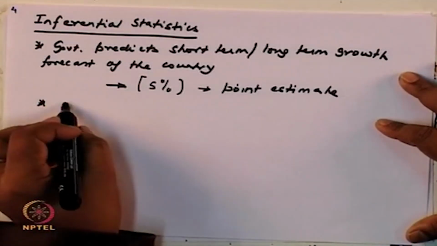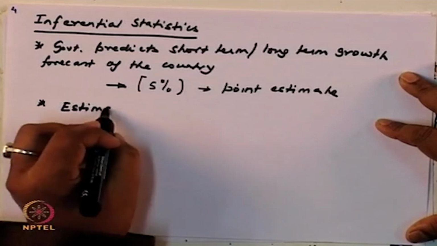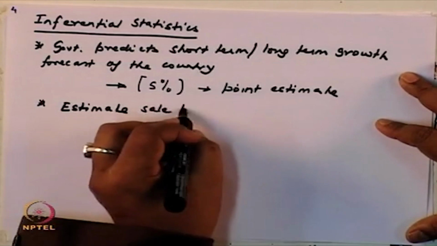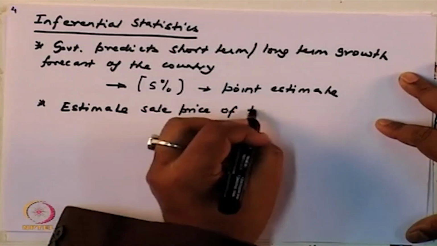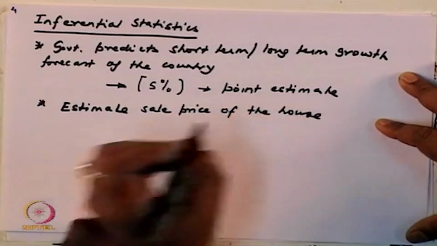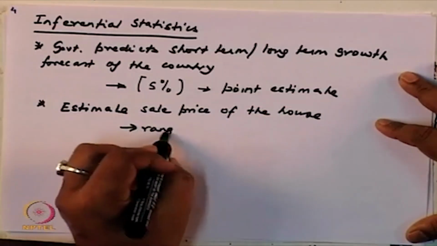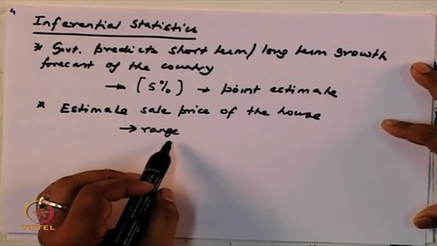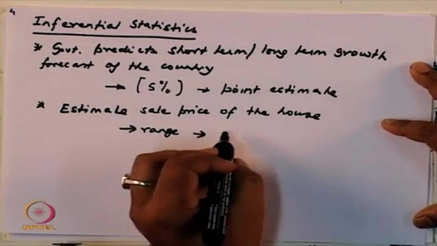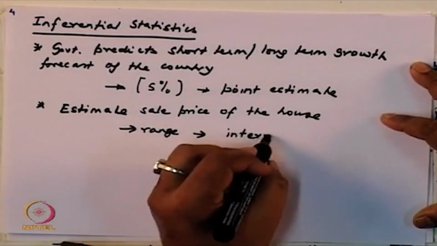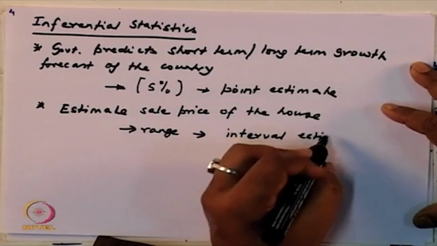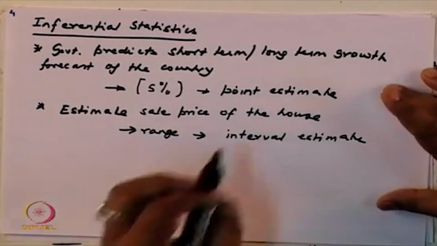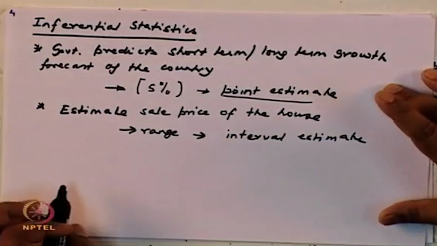Versus, let us say, you have a house, you want to sell it, and you want to estimate the sale price of the house. So this can be a range: what is the minimum you can expect to get, what is the maximum you can expect to get. So in this case what you come up with is something called an interval estimate. Okay. Now consider the point estimate. Let us take the first example, which is a point estimate.